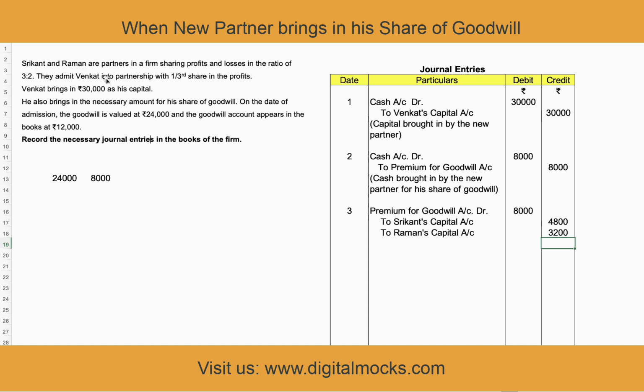So that's why, to compensate Srikanth and Raman, I have credited their capital account right away, because in future they will be getting less share in the profits. And why will they get less share? Because now Venkat will also be sharing in this 24,000, though he is not eligible to participate in it, but he will be getting 8,000. So in future I will credit Venkat's capital account by rupees 8,000. So definitely Srikanth and Raman's capital accounts will be credited with less amount. They will be sacrificing, losing the profits. So that's why we need to compensate them right away. Got it? This is the logic behind the distribution of this 8,000 between Srikanth and Raman.